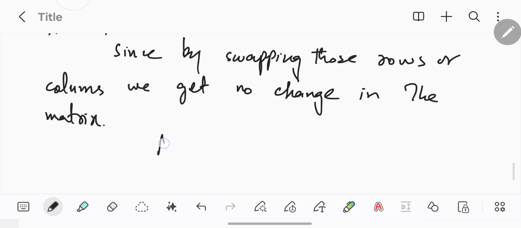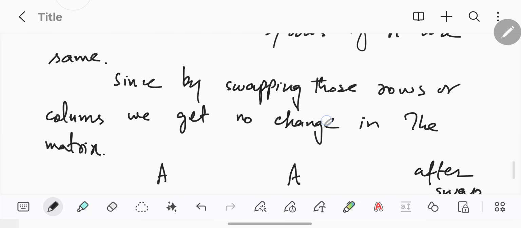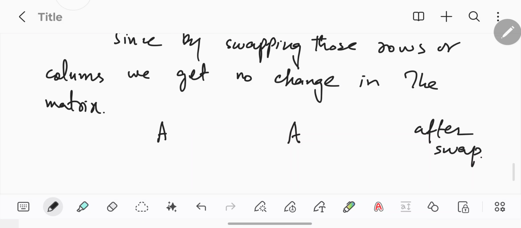If the original matrix is A, and since it has two rows equal, if I swap those two rows, again I will get matrix A after the swap. That means after the swap I will get no change, because we are assuming that two rows or the two columns in matrix A are equal. So even after swapping, I will get the same matrix.